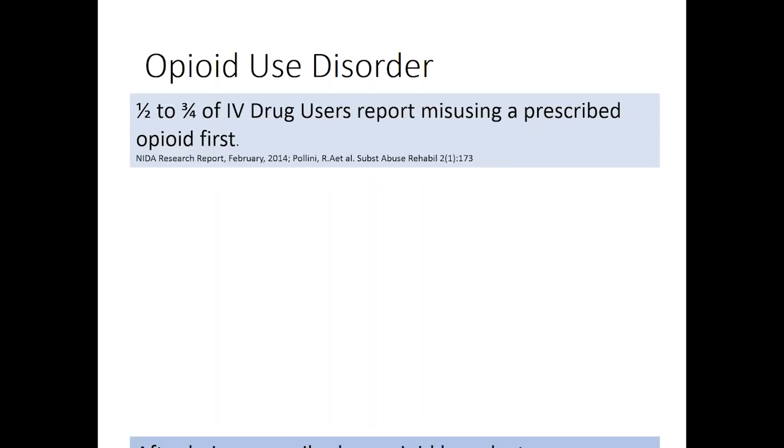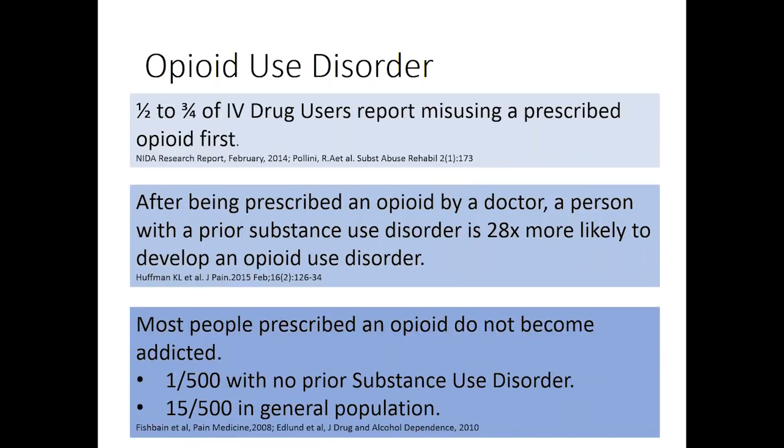So we know that many people who are using heroin misused a prescribed opiate first. But we also know that people who had a previous substance use disorder were 28 times more likely to develop an opioid disorder when they were prescribed an opiate by their healthcare provider. So most people won't become addicted when they're prescribed an opioid. People with previous problematic substance use are the ones most at risk for becoming addicted to opioids.